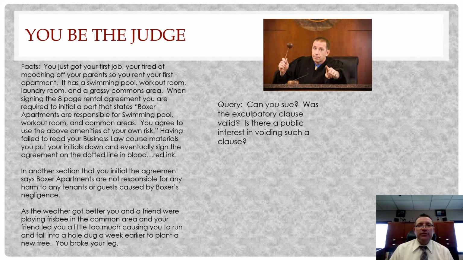So you go out, you get your first job. You're tired of mooching off your parents, so you rent your first apartment, right? It's got a swimming pool, workout room, laundry room, and grassy commons area, all the amenities that you've always wanted. When you sign the 8-page rental agreement, you are required to initial a part that states Boxer Apartments are responsible for the swimming pool, workout room, and common areas, and you agree to use the above amenities at your own risk.